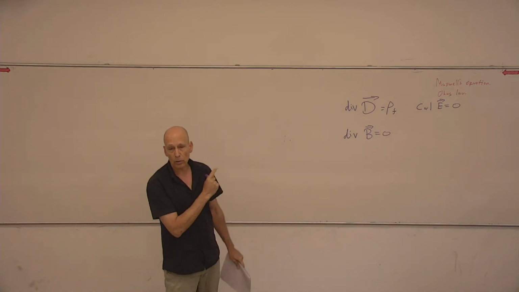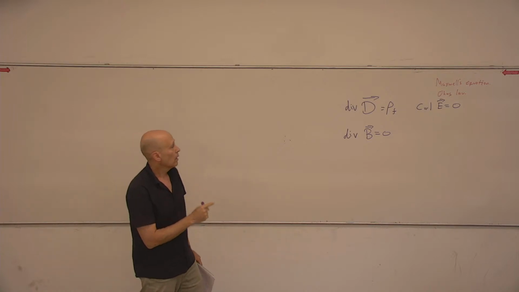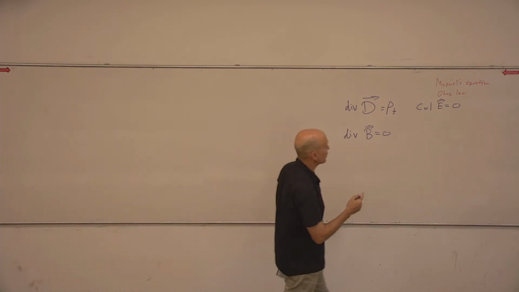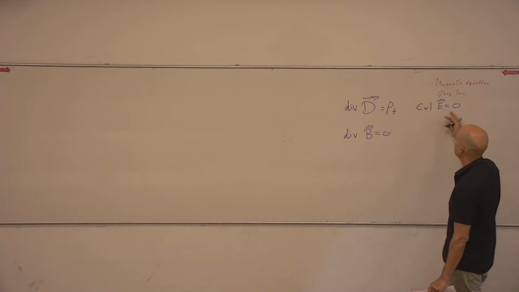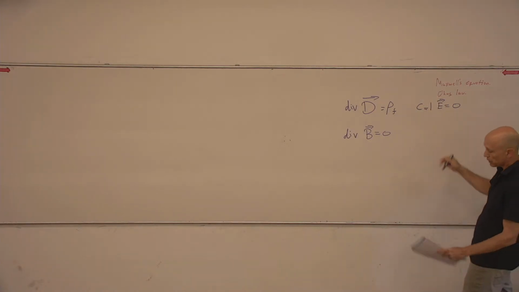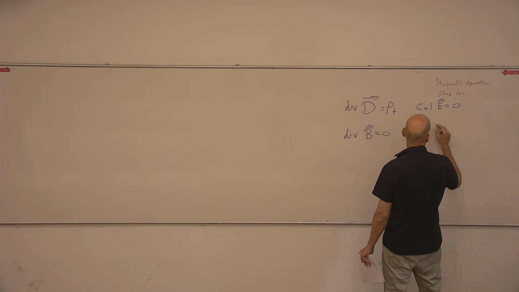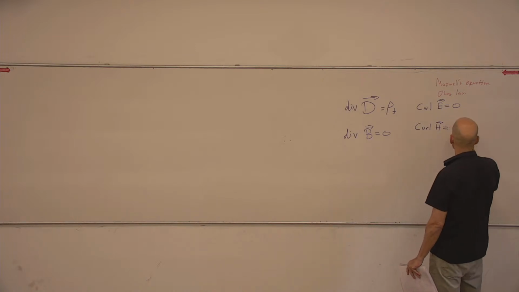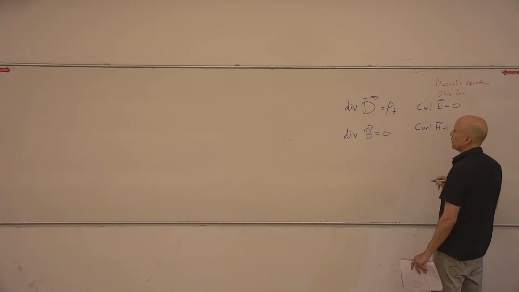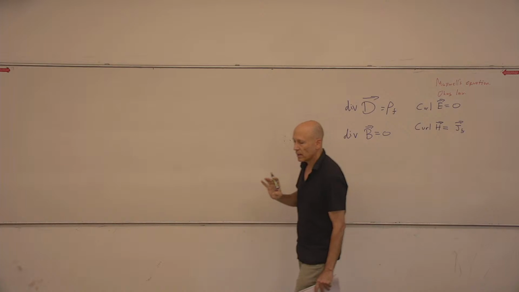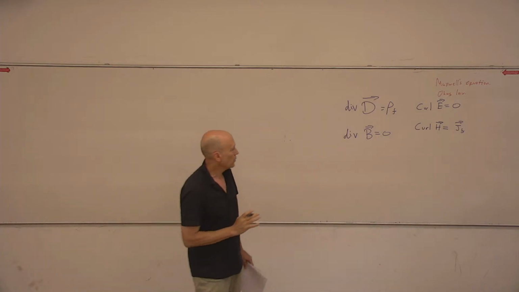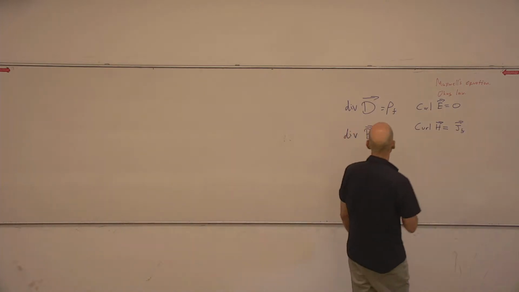Then we have curl E equals 0. All this is valid only for electrostatics. Curl E equals 0 implies that we have a potential field. This is obvious from Coulomb's law, as we explained many times. And then we have Ampere's law, curl H is equal to J free.